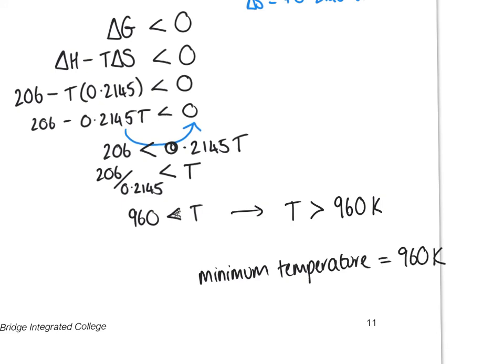Will it not be if it was equal to or greater than? No, but it'd be like 960. I know, it would be 960.0 recurring 1.